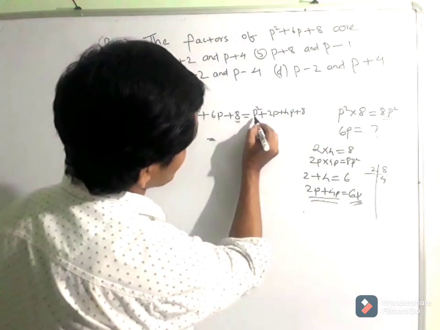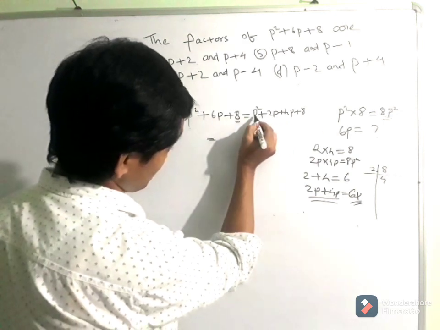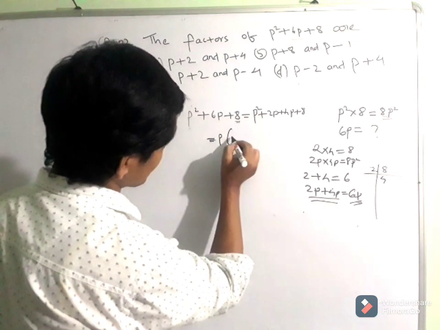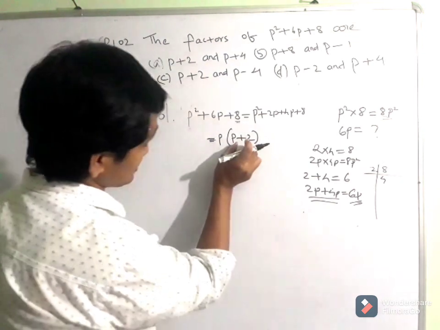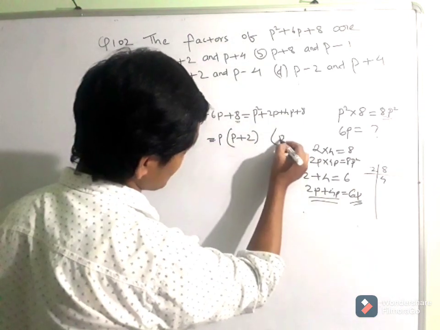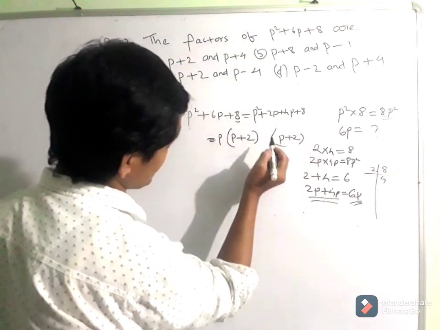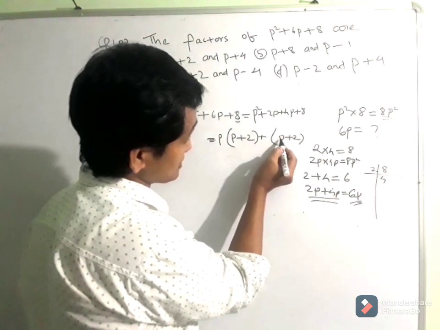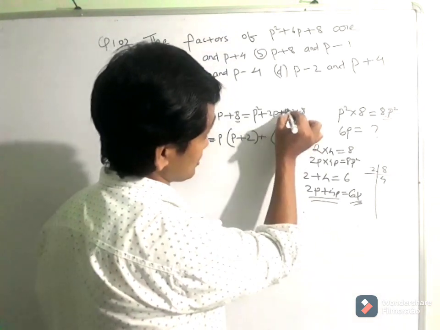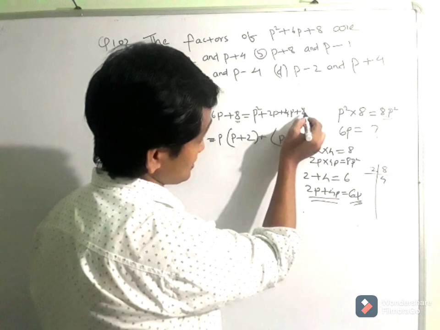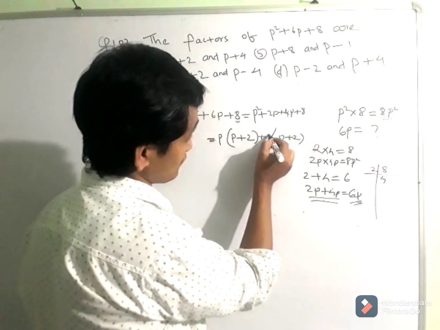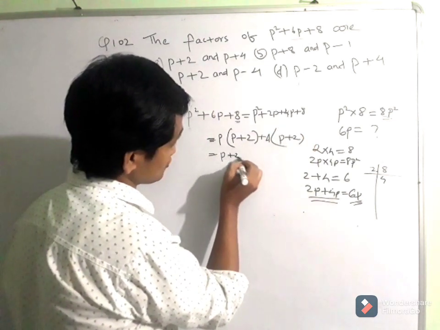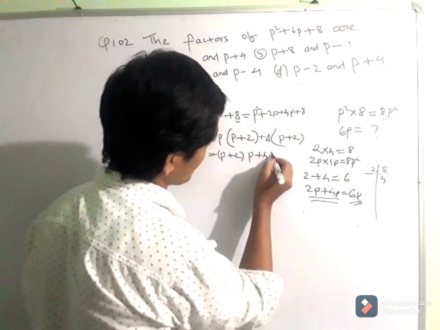Now we see that p square and 2p have p in common. P square has p into p, and 2p has p into 2. Those are common, so we take them out of the bracket: p into p plus 2. There is an addition sign here. Now we have to put such a number that when multiplied with this we get 4p, and when multiplied with this we get 8. Obviously if you put 4, 4 into p is 4p, and 4 twos are 8. So you can write it as p plus 2 and p plus 4.